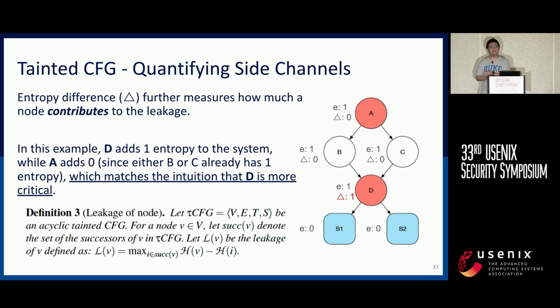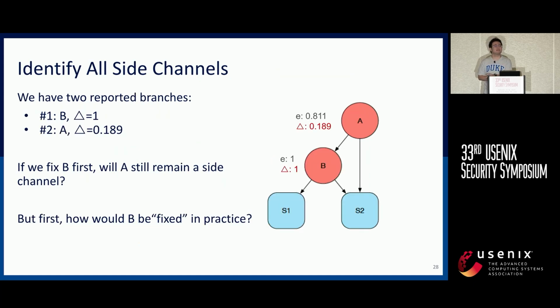In this case, it's quite obvious that this side channel is completely dependent on D. So when D is fixed, A no longer remains a side channel. But there can be some partially dependent cases. Like in this example, by intuition and by our definition, side channel B appears to be more severe than side channel A, but we still want to ask this question. If we fix side channel B first, will A still be a side channel or not? This may not be a very hard question if we can examine the code by hand, but for an automated approach, we want to first look at how, in real-world engineering, they mitigate these side channels.